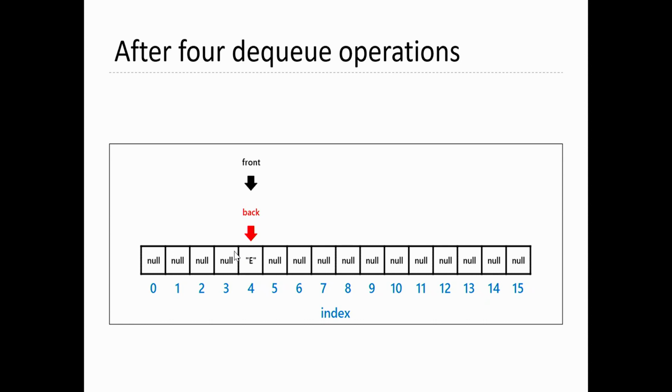So if I dequeue 2 more elements, front now points at the E, and we have a queue of size 1. Notice that any unused positions in the array are always set to null.